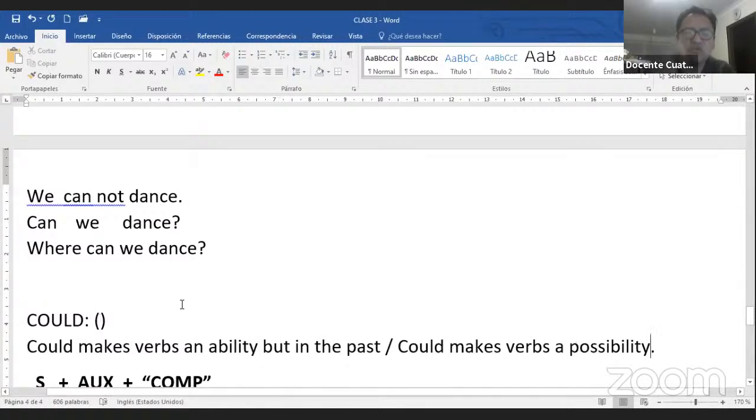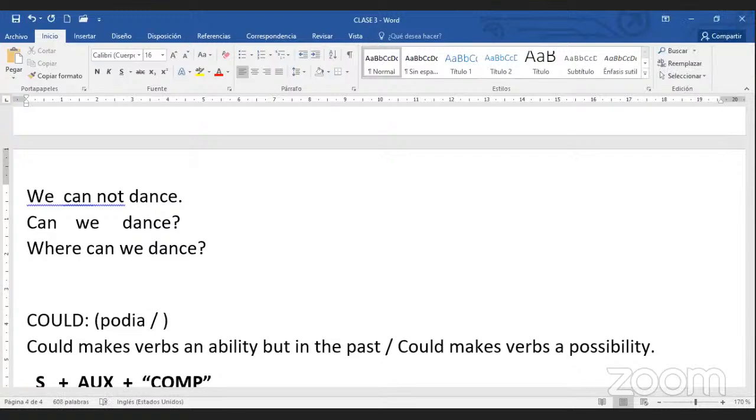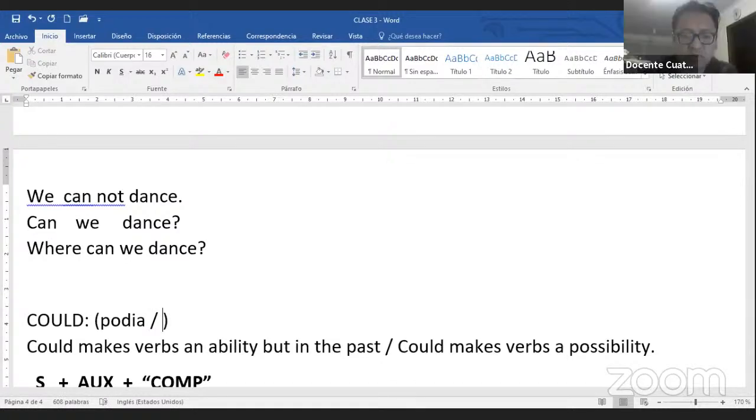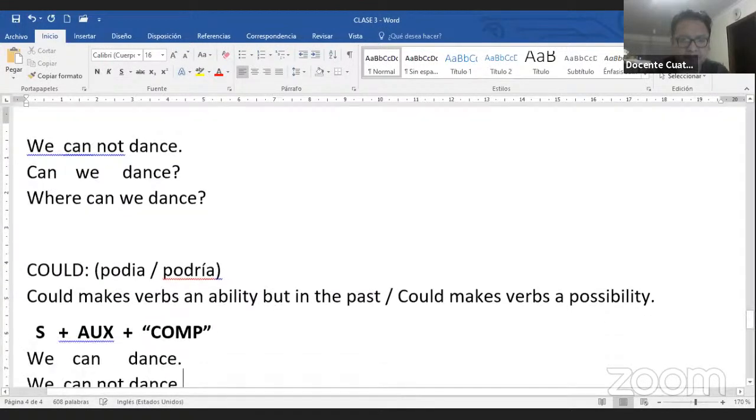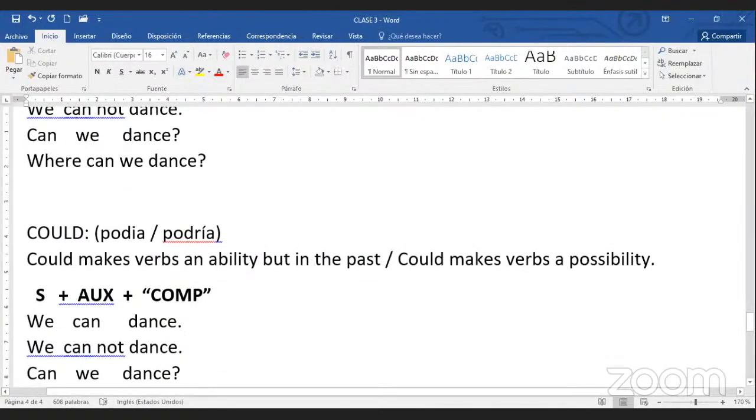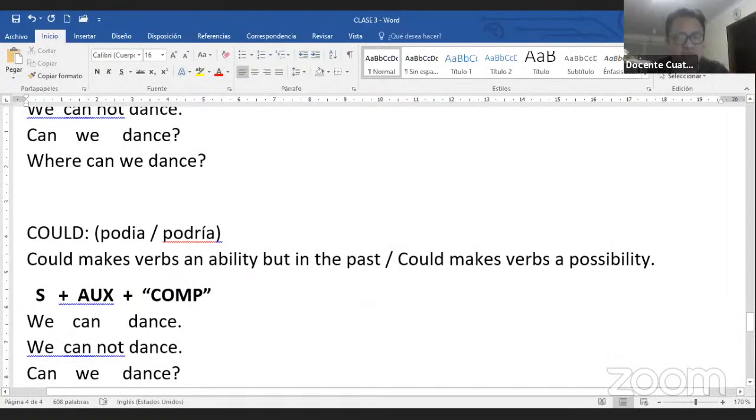Very good. So, could makes verbs an ability, but in the past, and could makes verbs a possibility. So, we need two words in Spanish to understand could. For the ability in the past, we're going to use podía. And for the possibility, we're going to use podría. But they are not the translations. No son las traducciones. That's just the idea.